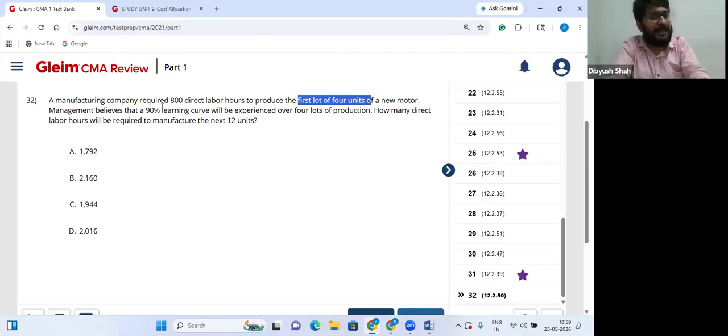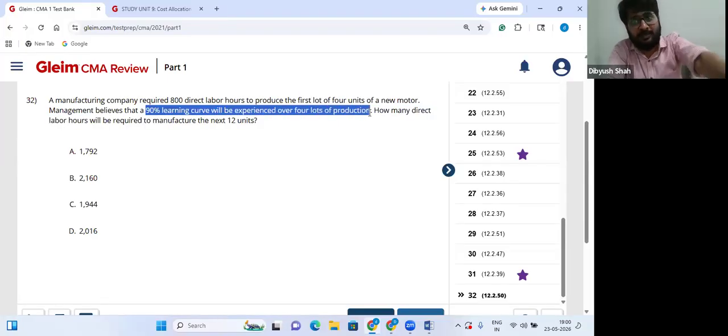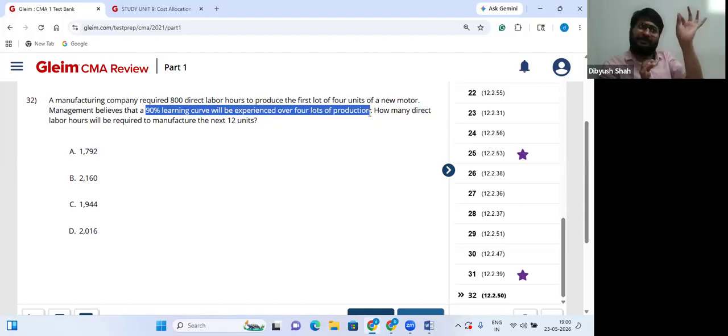Now in this case, management believes that a 90% learning curve will be experienced over 4 lots. Now one lot is 4 units. 4 lots, that is what I care about. I need to care about 4 units, double 8 units, double 16, my work is done. I don't need to confuse myself with lots. If you are very good with mathematics, do it. I have no problem. If you are not, make it simple for yourself. Mistakes will not happen.